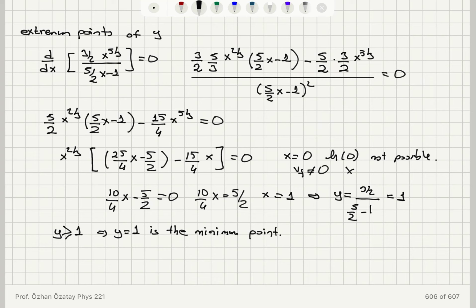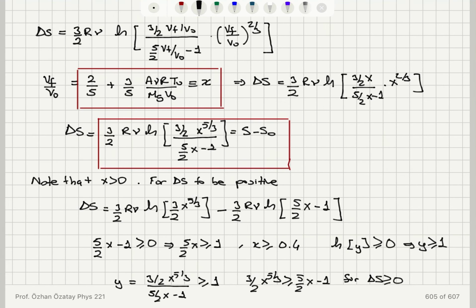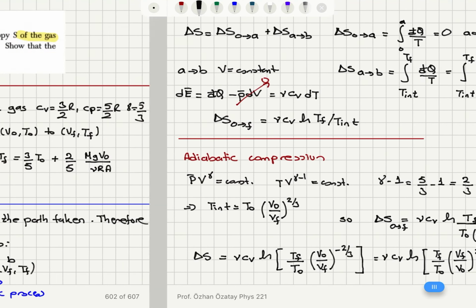I can see that delta S must be greater or equal to 0, because delta S greater or equal to 0 implies y is greater or equal to 1, and that condition is satisfied. So really the entropy change is positive in this process. Okay, so let's go back.